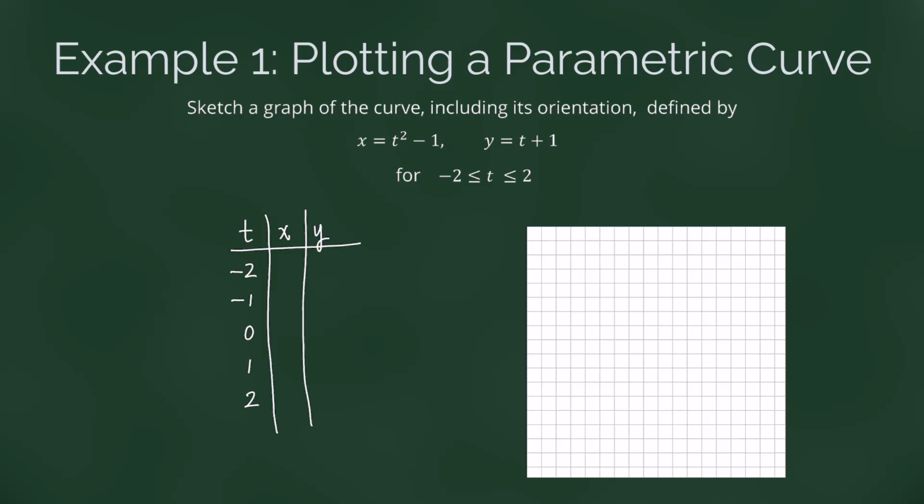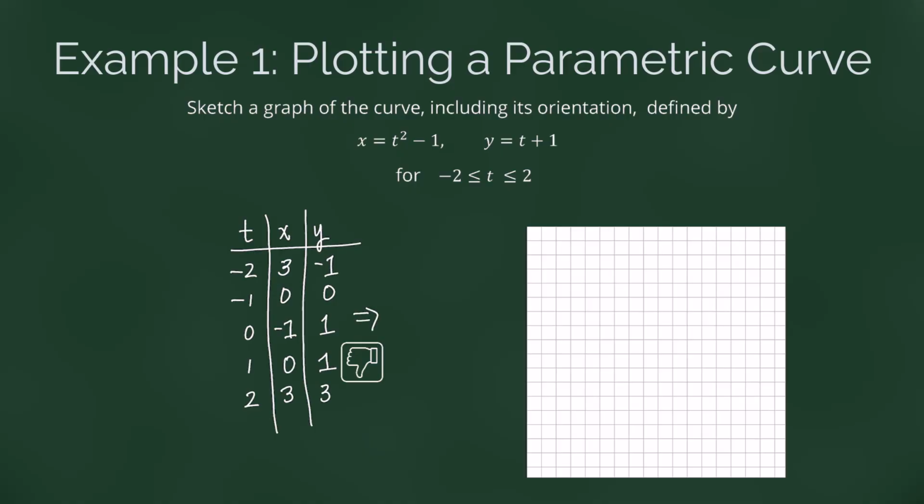Notice that when t is -2, x is -2 squared minus 1, which is 3, and y is -2 plus 1, which is -1. When t is -1, we get -1 squared minus 1, and -1 plus 1. When t is 0, we get 0 squared minus 1, and 0 plus 1. When t is 1, we get 1 squared minus 1, which is 0, and 1 plus 1, which is 2. And when t is 2, we get 2 squared minus 1, and 2 plus 1.